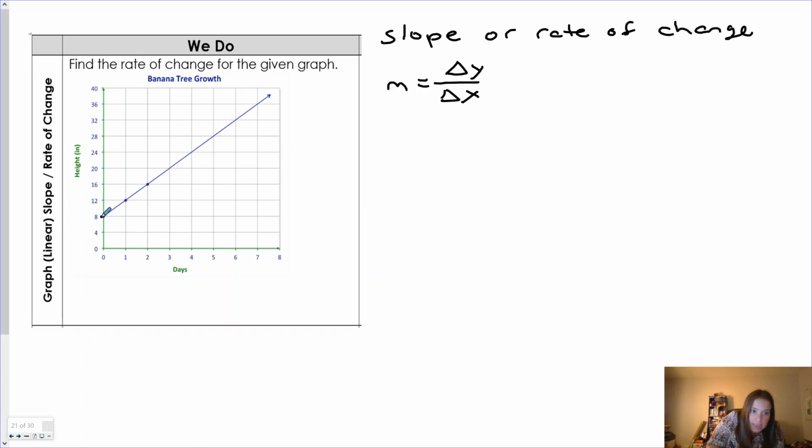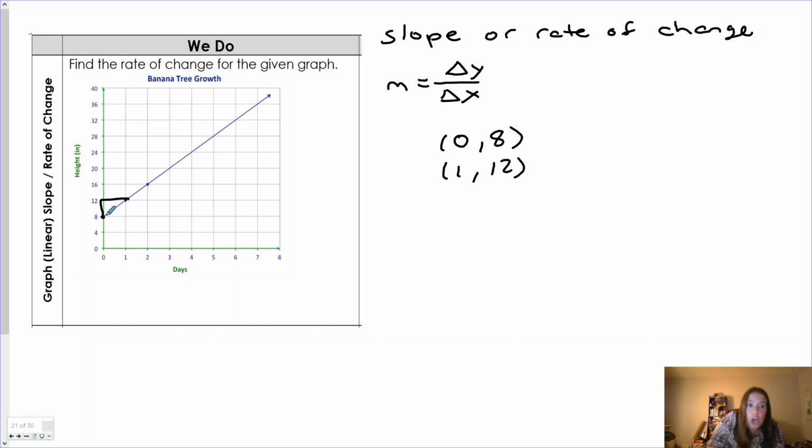So I'm going to pick right here, the points (0, 8) and (1, 12). Now you have about 3 different ways you can do this, so we're going to do all of them. The first one is to draw that ever lovely right triangle to show your rise over run or your fall over run.